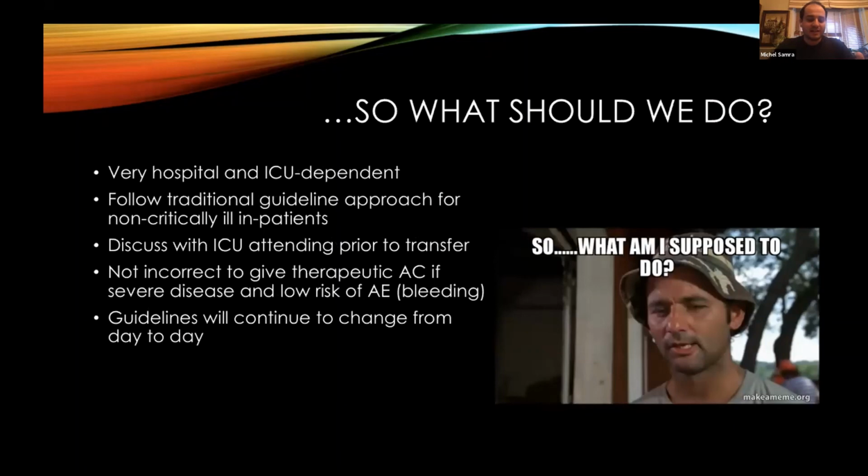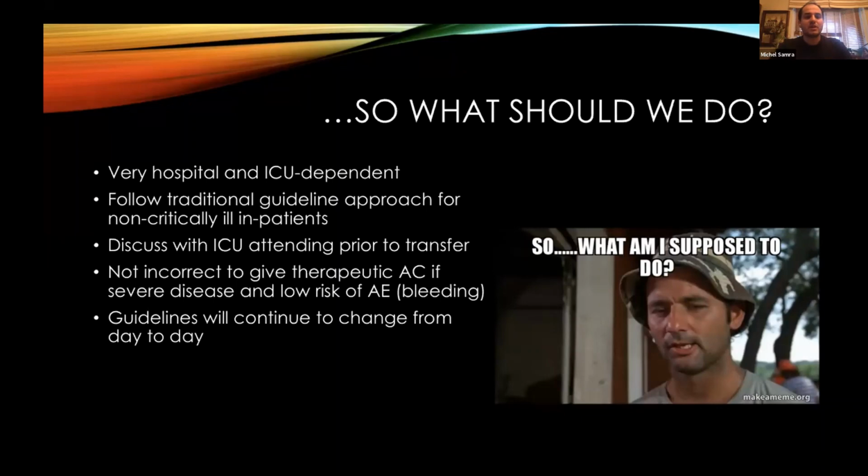So what should we do as doctors? Because at the end of the day, that's really what we care about. So unfortunately, I can't give you an answer, and that's why UpToDate couldn't give me an answer either. It's very hospital and ICU dependent. So the Lakeshore is doing therapeutic dose for all of their ICU patients. I just spoke to some of the staff at the Jewish yesterday. They're still doing prophylactic dose. There's no right answer and there's no wrong one.